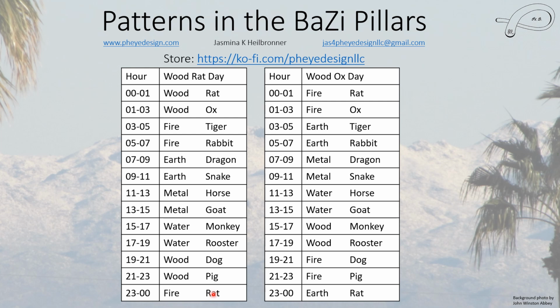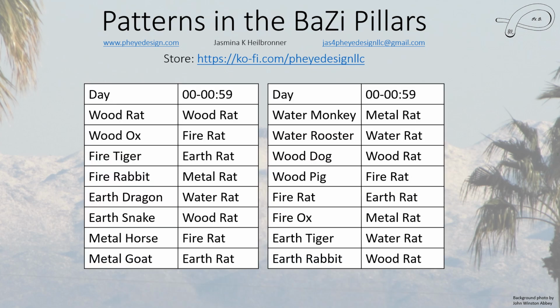But this fire rat continues to the next days. It's the same 2-hour window. Remember, an hour in the Chinese chart is 2 hours. So this has to be the same hour. And then you go on, and then next, at the end of this day, it'll be Earth. And so then on the fire tiger day, we're going to start with an Earth rat, because that's where we end. So this is the link.